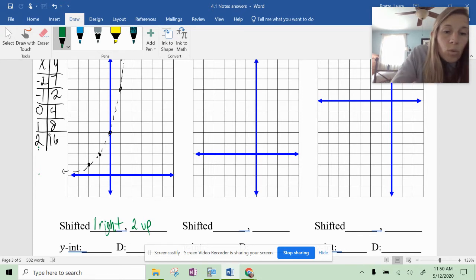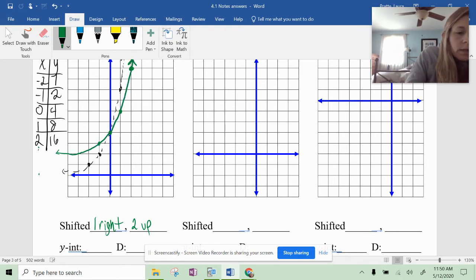Okay, so when I go 1 to the right, 2 up for each of these points. 1 to the right, 2 up. 1 to the right, 2 up. And it's going to look like this.